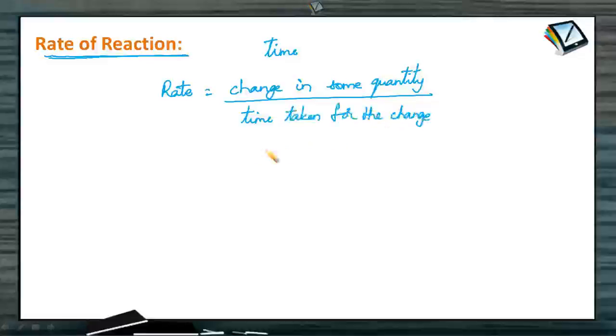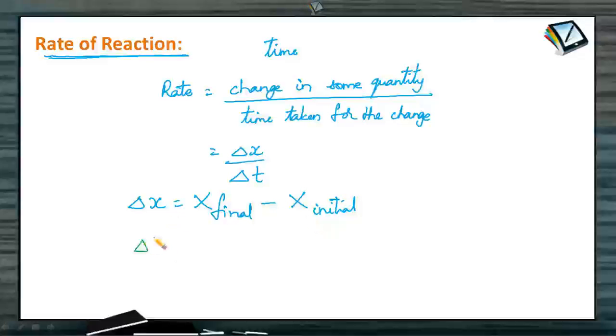And this one you can write like this, delta x upon delta t. And what is this delta x? Delta x is nothing but equal to the difference between the final state value and the initial state value. Means the change in that quantity is equal to delta x. Then what is this delta t? And delta t is nothing but equal to the time taken for that particular change, that is the time taken for the particular change of delta x.